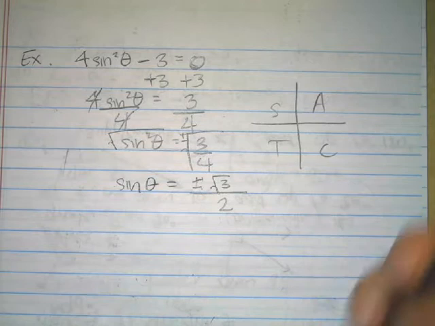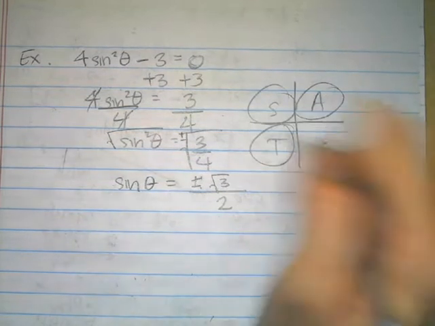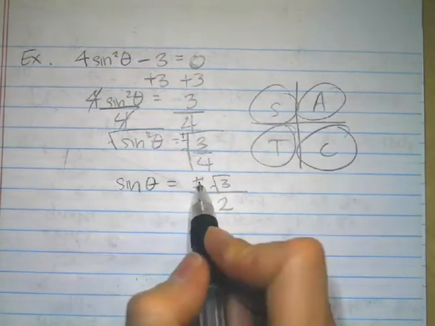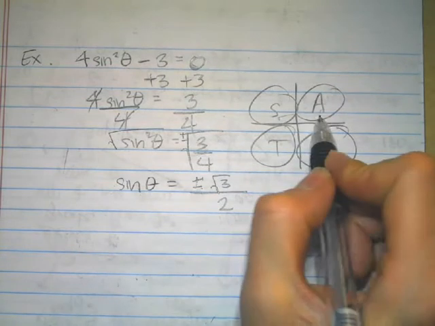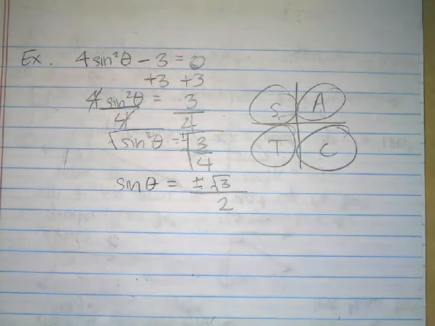So that means it's all the quadrants, because it wants the positive ones, which would be these top 2 quadrants, and the negative ones, which would be the bottom 2 quadrants. So now you're going to have 4 answers. Do you guys see that? Okay.